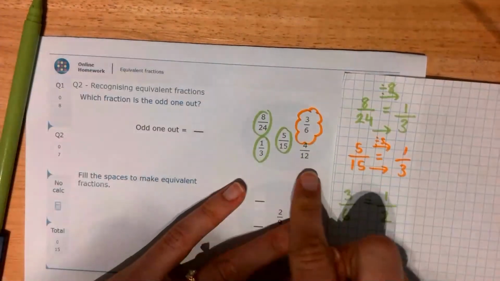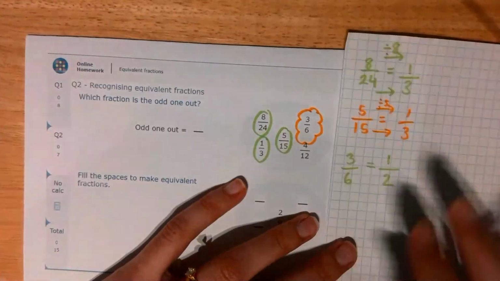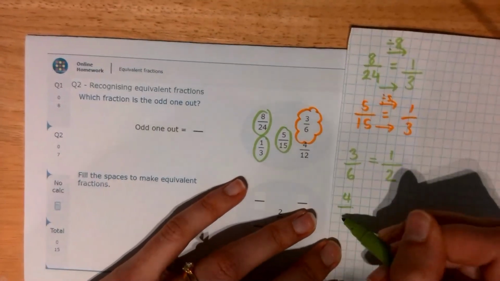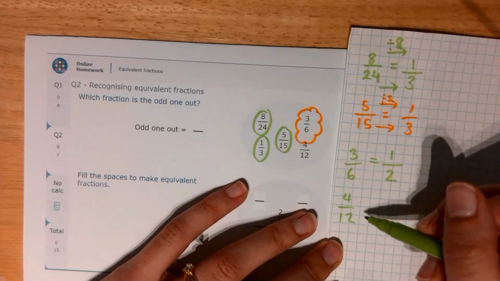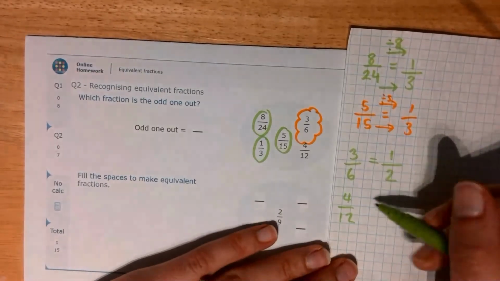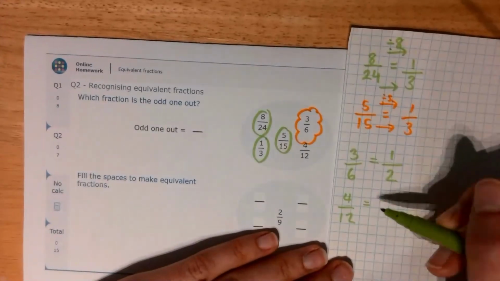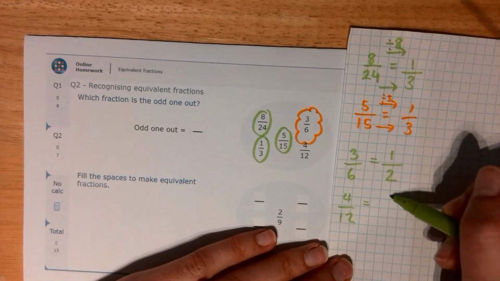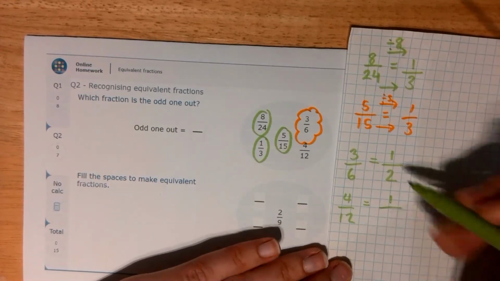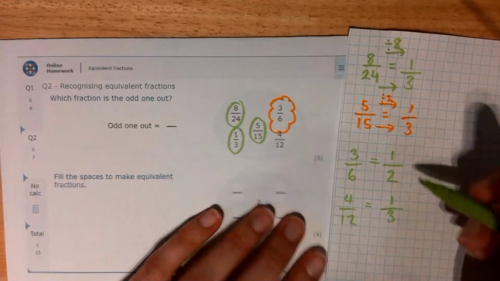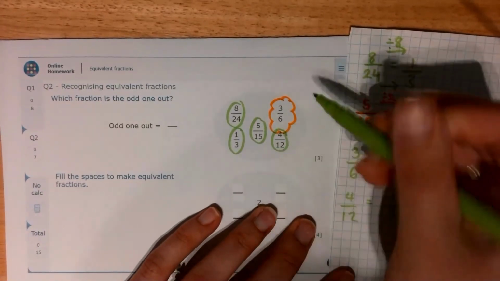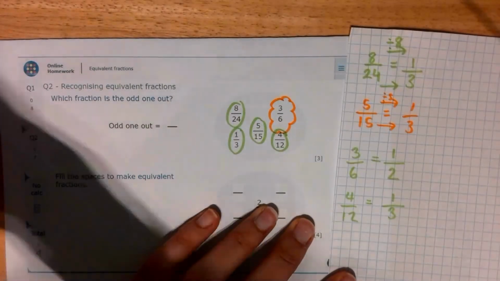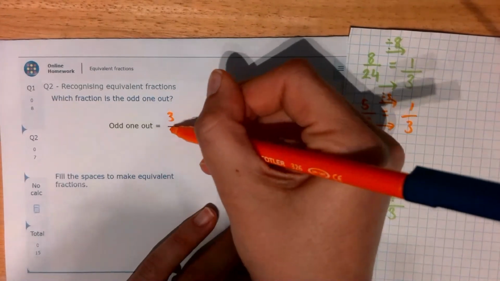And then what should happen is this one should also go to 1 over 3, but let's just check. 4 over 12. I can put those into groups of 2 or into groups of 4. Let's choose the biggest number of groups. I've got 1 group of 4. If I put that into groups of 4, I've got 3 groups of 4. 1/3. So this is also 1/3. The odd one out is 3, 6.